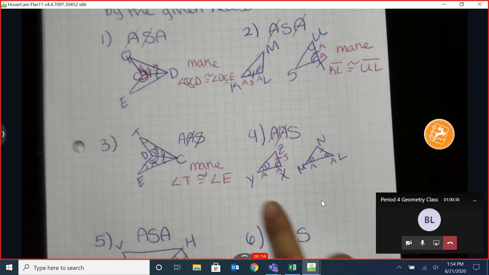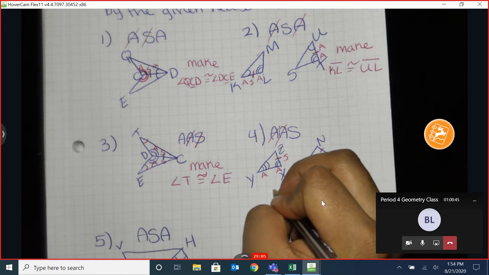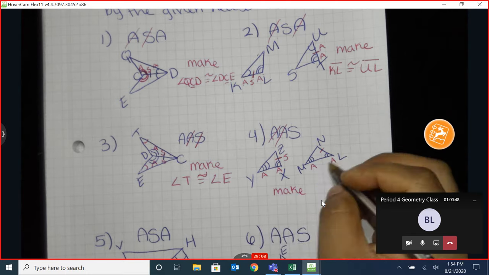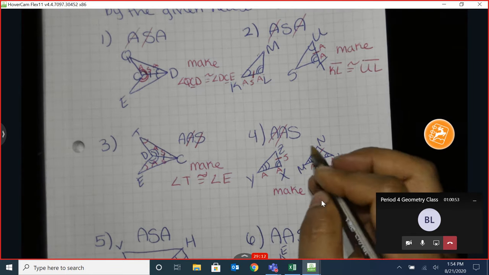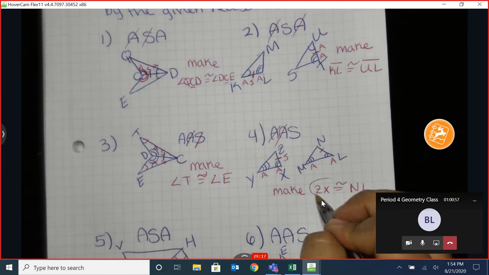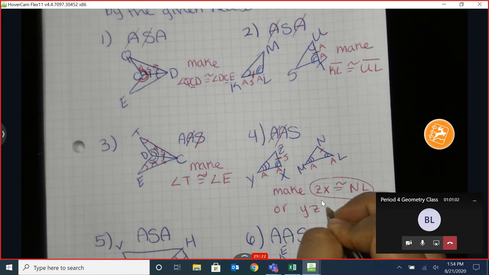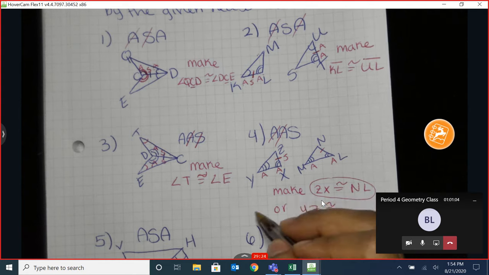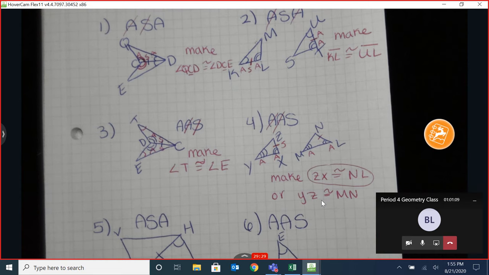Yeah. So on this one, not in every one, on this one, I could use either side. So I could say, let's make ZX congruent to NL, which is what I'm using right now. Or I could also say that YZ is congruent to MN. Okay, so this one does work for whichever side.